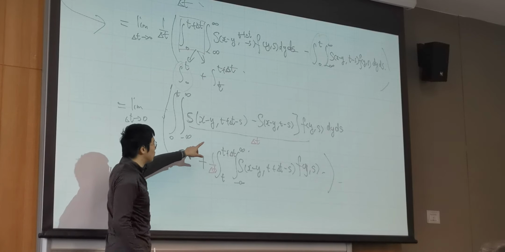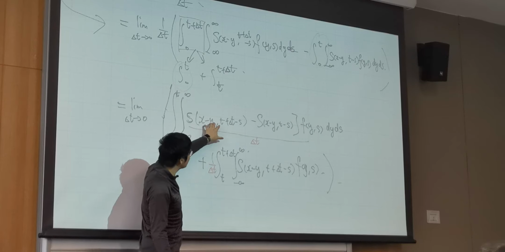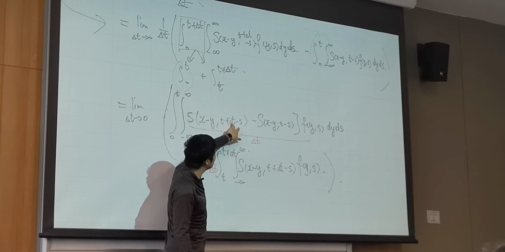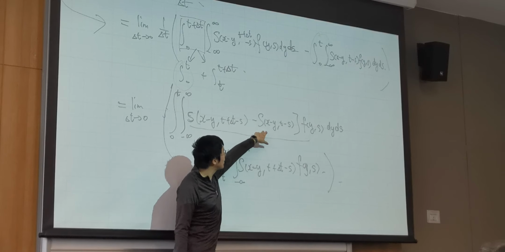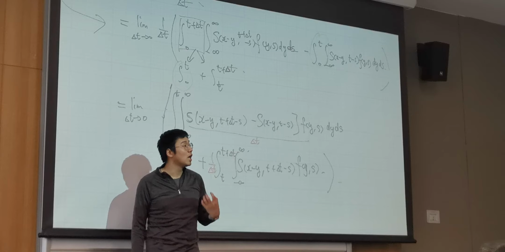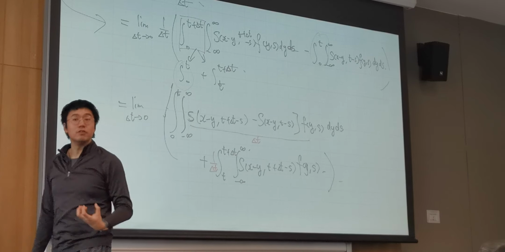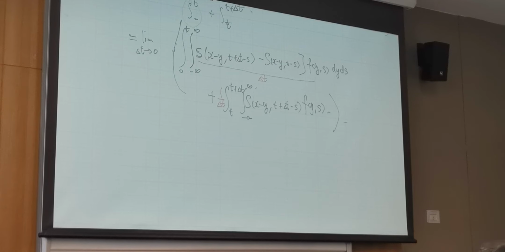Again, when delta t goes to 0, what is this? See, everything is the same except for this delta t over here, right? And take the difference and then over delta t. So this is going to be my partial derivative for s. Okay, so this is the first term.